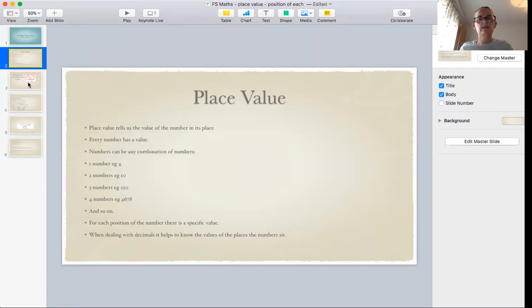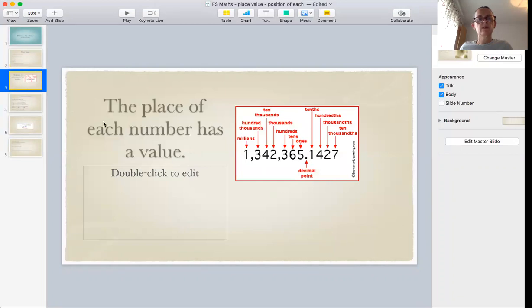So let's look at an example. The place of each number has a value. So as we've got here on this side of the decimal point, we've got ones, tens, hundreds, thousands, 10,000s, 100,000s, and millions. And then on this side of the decimal point, we've got tenths, hundredths, thousandths, and tenths of thousandths.